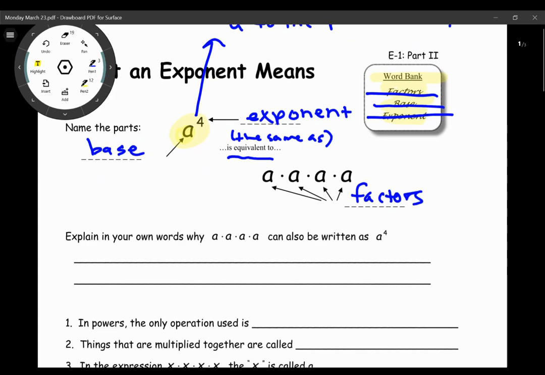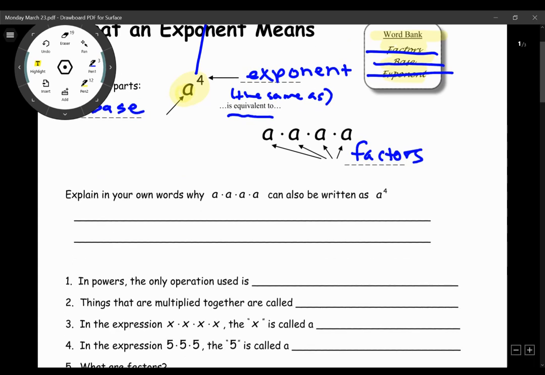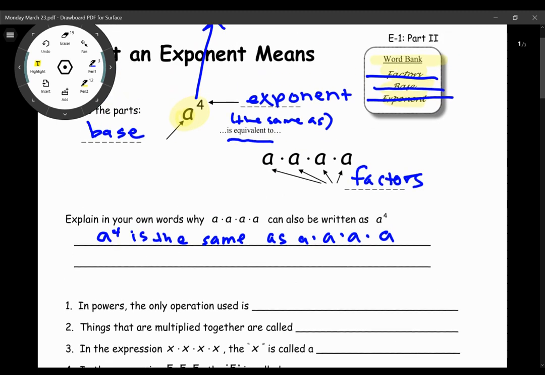Now moving on to the next thing. It says, explain in your own words why a times a times a times a can also be written as a to the power of 4. Well, a to the power of 4 is the same as a times a times a times a. So notice how the exponent tells you how many times you're going to multiply the base. So here I have 4, so I'm going to write out a times a times a times a 4 times.